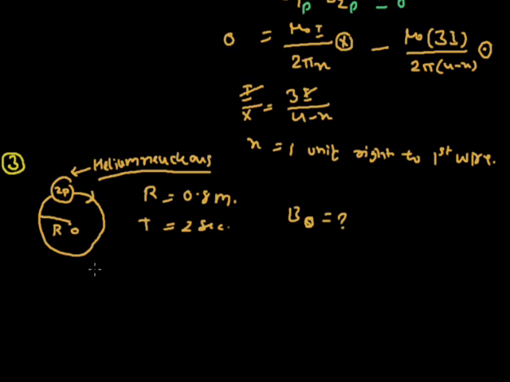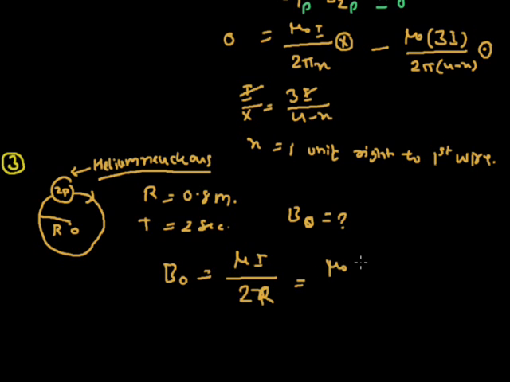Okay, now the third question is, suppose a helium nucleus is revolving in a circular path which has a radius of 0.8 meter. Now you will have to find the magnetic field at the center of this circle. So we know that the magnetic field at the center of any circle will be mu naught I upon 2r. Here r is the radius, so I can write it simply as capital R.